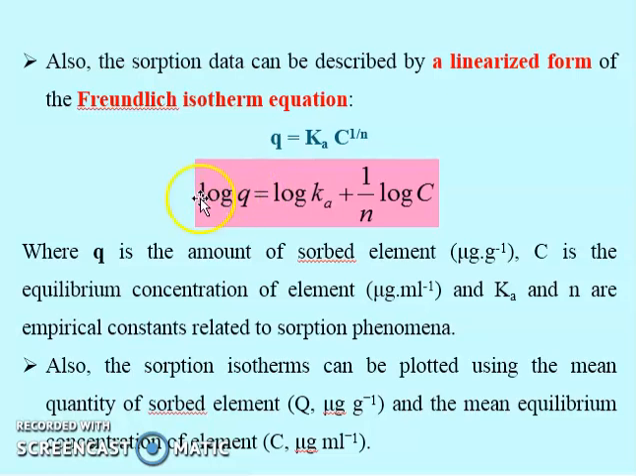If you convert this to a linear equation, then log q will equal log k plus 1 over n log c. I think it's easy to convert. Here it is like y equals a plus bx. Q is the amount of sorbent, C is the equilibrium concentration, and K and n are empirical constants related to the sorption phenomena.